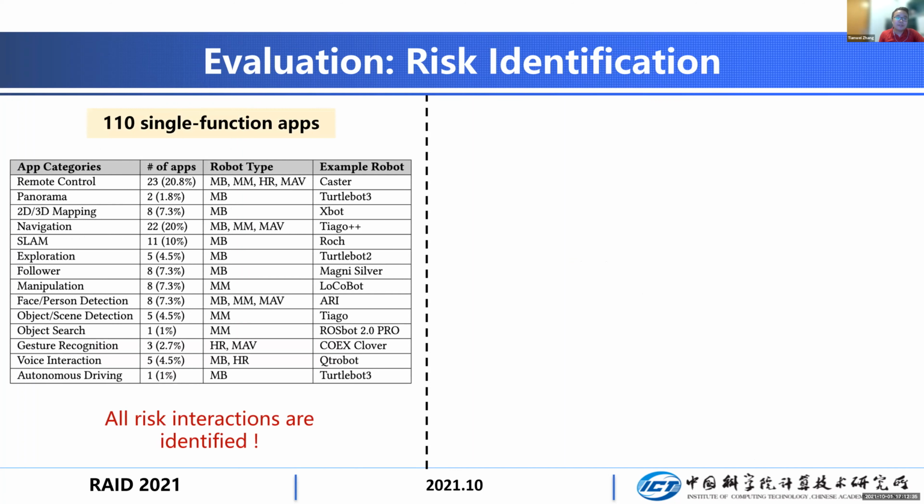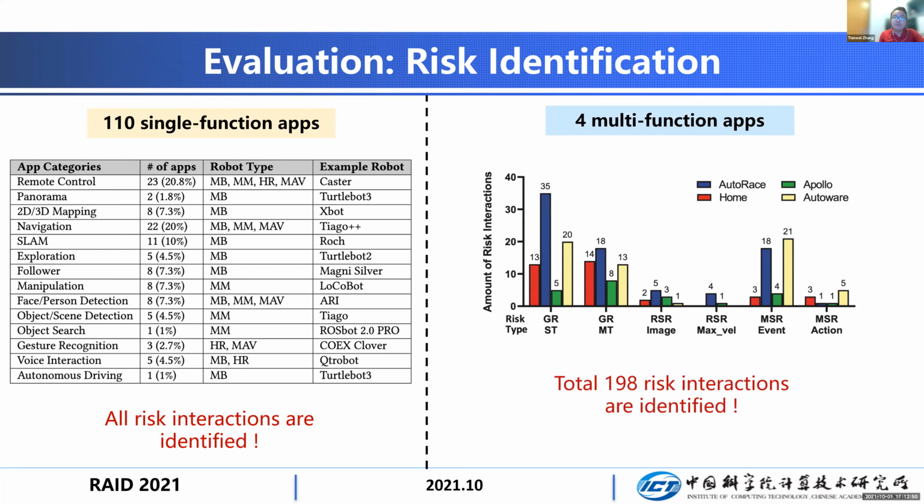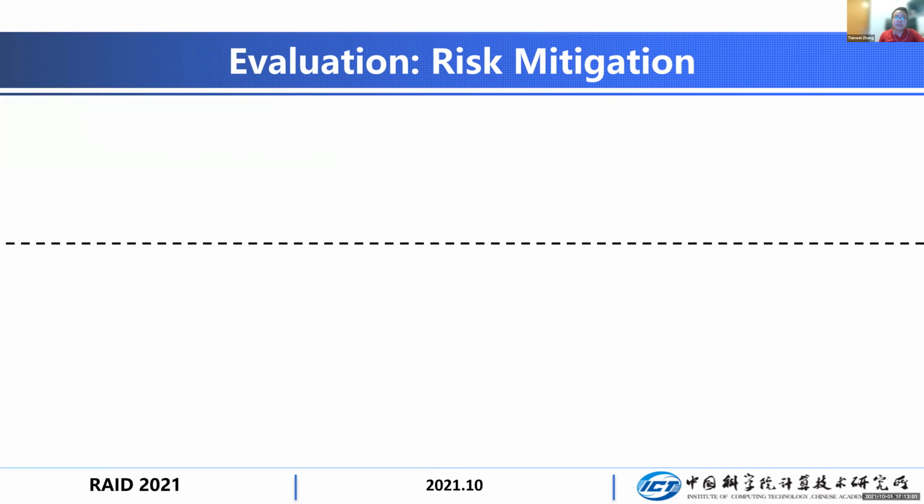First, let's see the performance of risk identification. For the 110 single function apps, we are able to identify all the possible risks, which can severely threaten the safety and security of the robots. And for the 4 multifunction apps, we are also able to identify a total of 198 risk interactions across different apps and different categories.